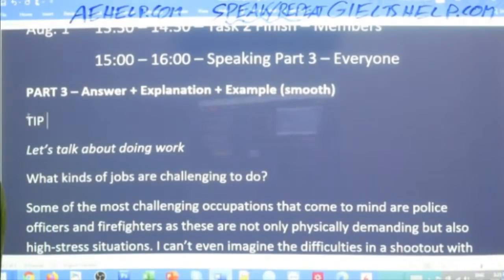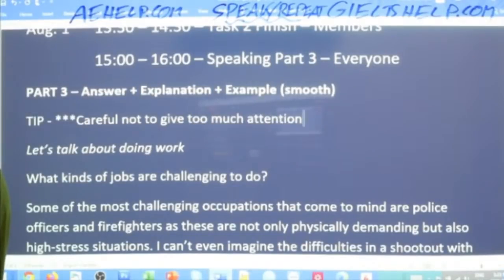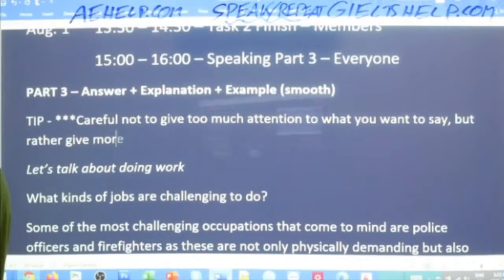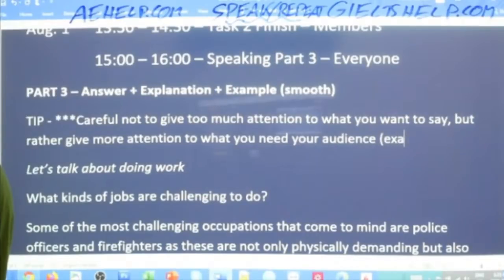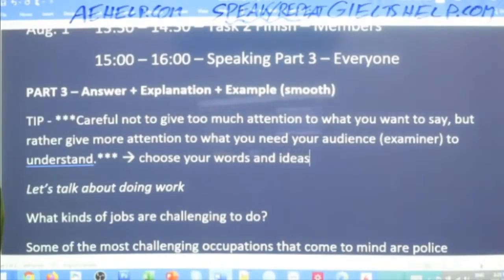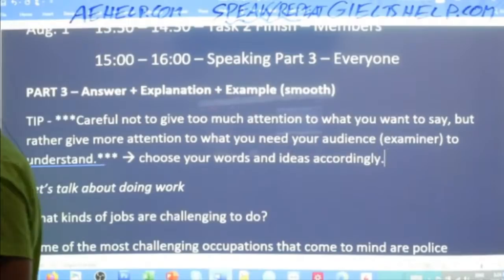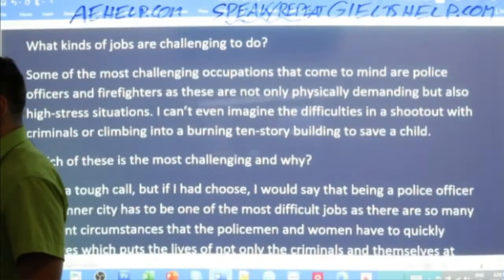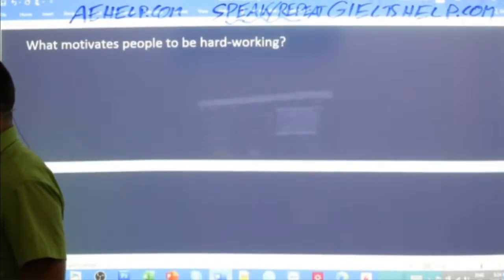So I'm going to give you a tip on this, just so you really remember this. So careful not to give too much attention to what you want to say, but rather give more attention to what you need your audience, in this case your examiner, to understand. Okay, that's a really important one. So choose your ideas and your words accordingly. All right. So instead of being self-centered, be student or audience-centered. I say student because I'm a teacher.